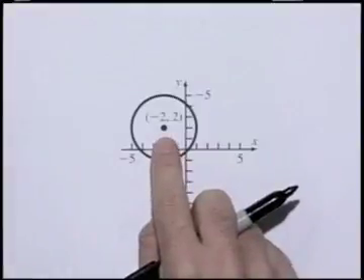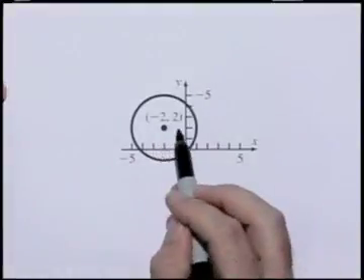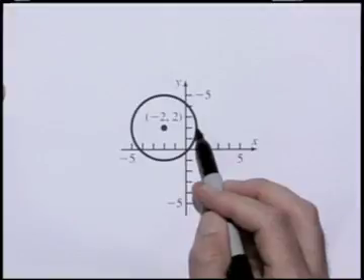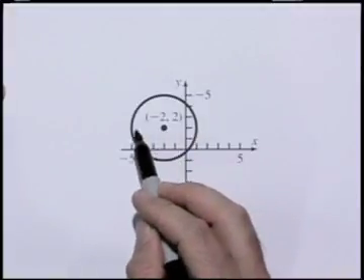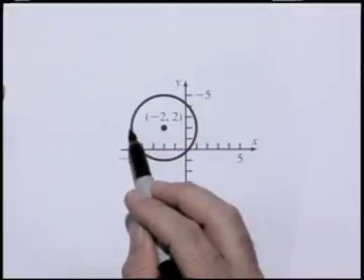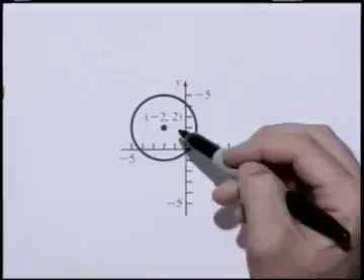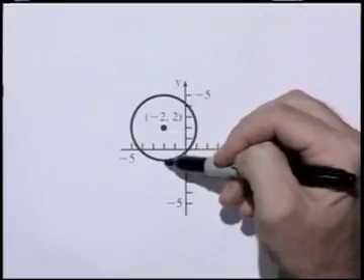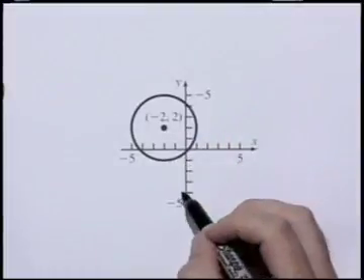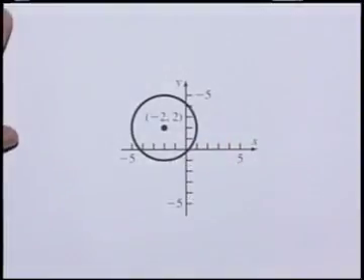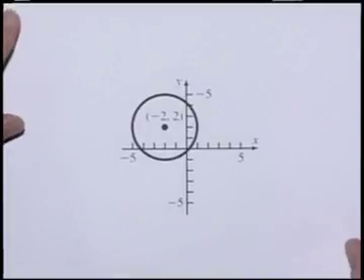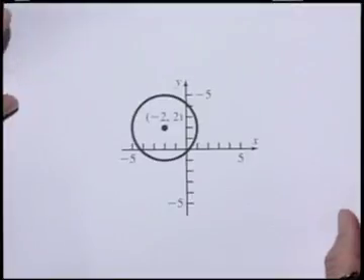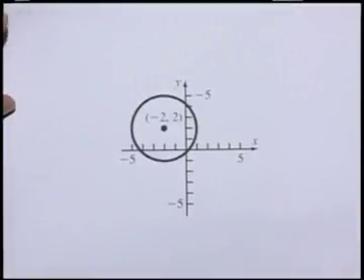So there's our center, negative 2 comma 2. 3 units to the right puts us at 1 comma 2. 3 units to the left puts us at negative 5 comma 2. 3 units up puts us at negative 2 comma 5, and 3 units down puts us at negative 2 comma negative 1. Now we have one last thing that we want to do, and that is we want to find the intercepts of the graph of the equation.